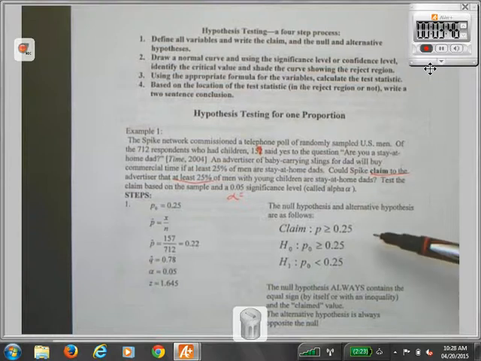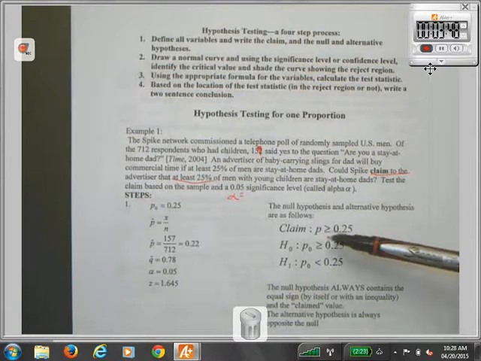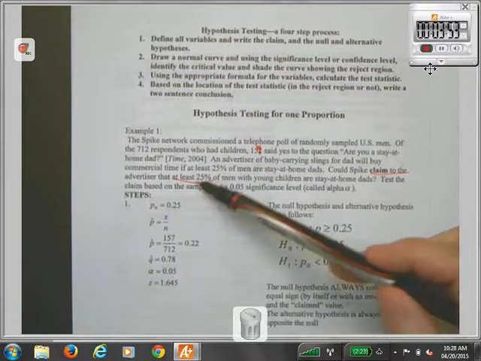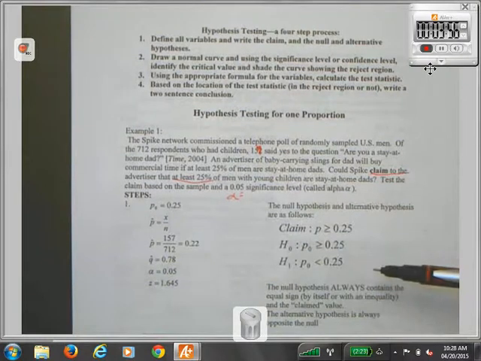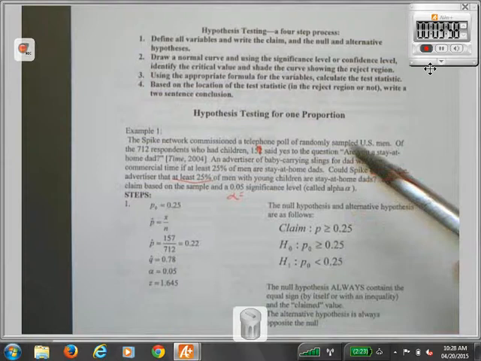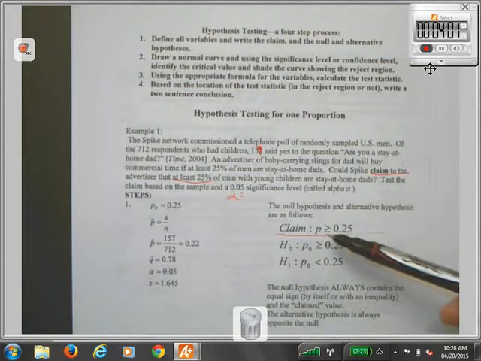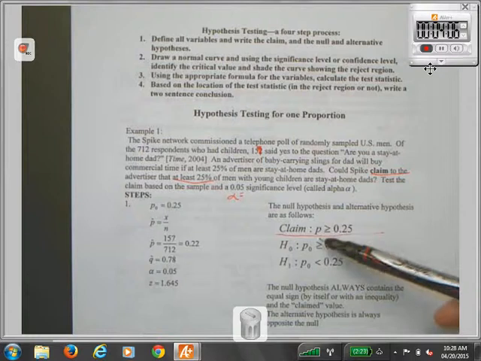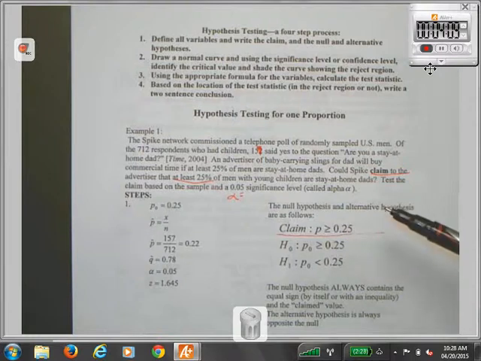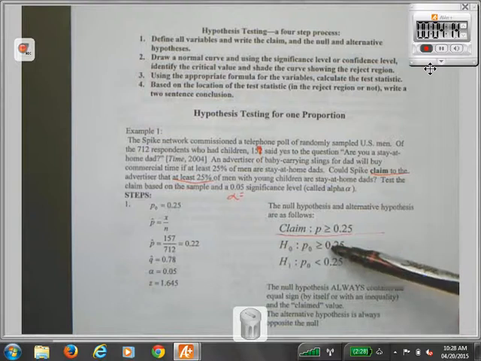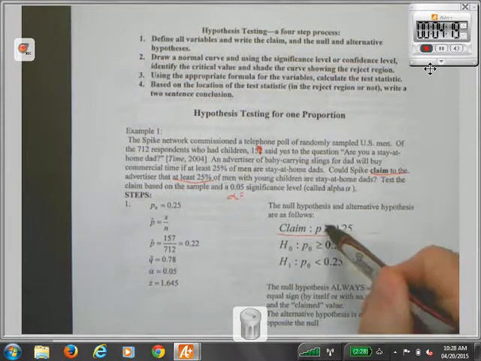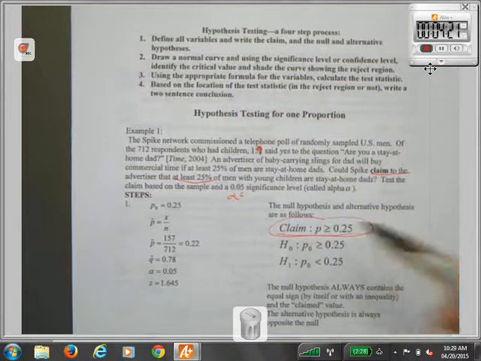Okay, we want to write a claim, and we want to write it in math symbols. Okay, so the claim that at least 25% of men are stay-at-home dads is written this way. Claim, proportion, p, greater than or equal to 0.25. Okay, greater than or equal to is the same as at least. At least means that number that you're talking about and higher. So, greater than or equal to 0.25. Now, once you have a claim written, this is a very important step.